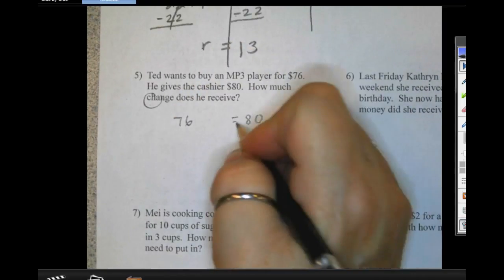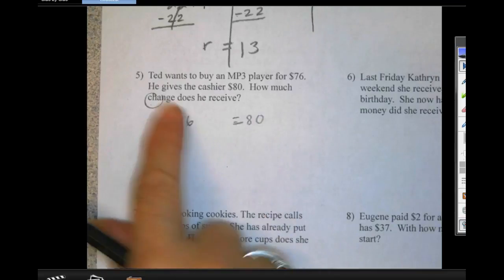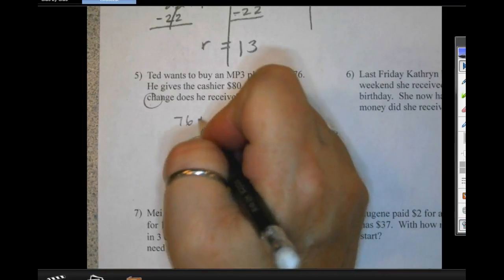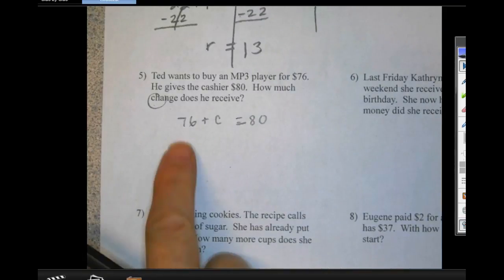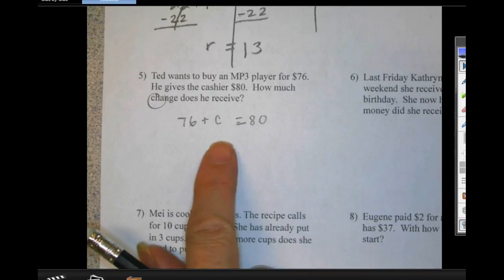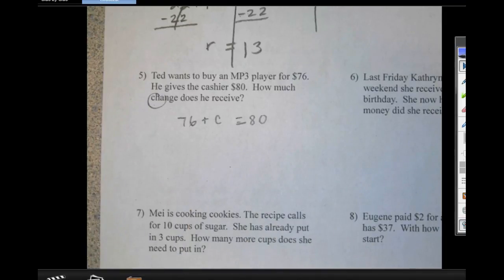Okay. So the change, is it extra or is it something that I've taken away? He's getting it back, right? So it's a positive number. So I can say 76 plus C is going to equal the total amount of money he started with. Right? Okay, and then you can solve it that way. That makes sense? Go ahead and solve it.